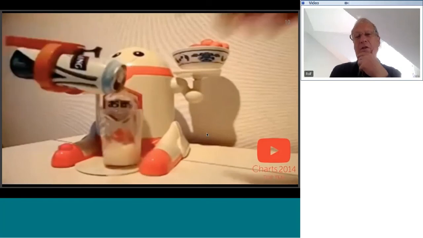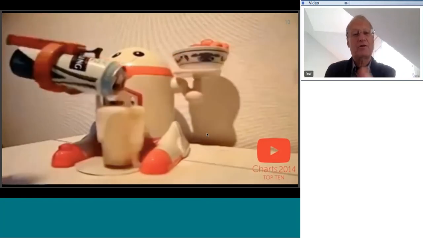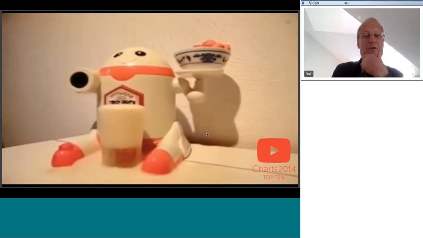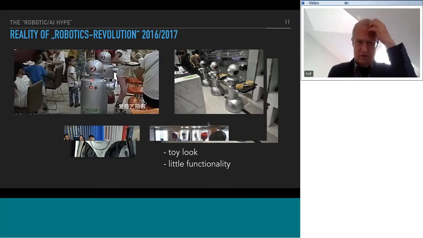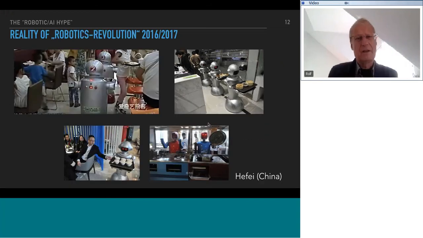Right, so you can see there's a discrepancy between the expectation and reality. Expectation is perfect functionality, polished look. The reality is mostly this toy look. On the right, you see a robot restaurant actually in Hefei in China. And you see here the waiter robots, they essentially have a tray there. And then there is a black line on the ground, and the robots, in essence, can follow this line.